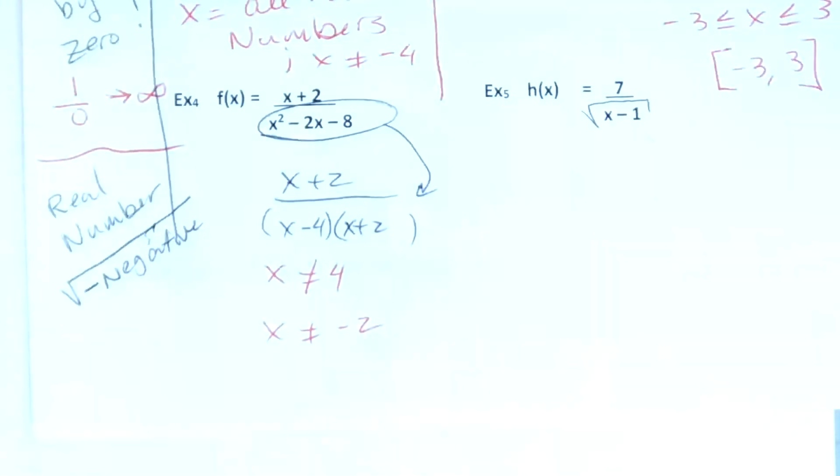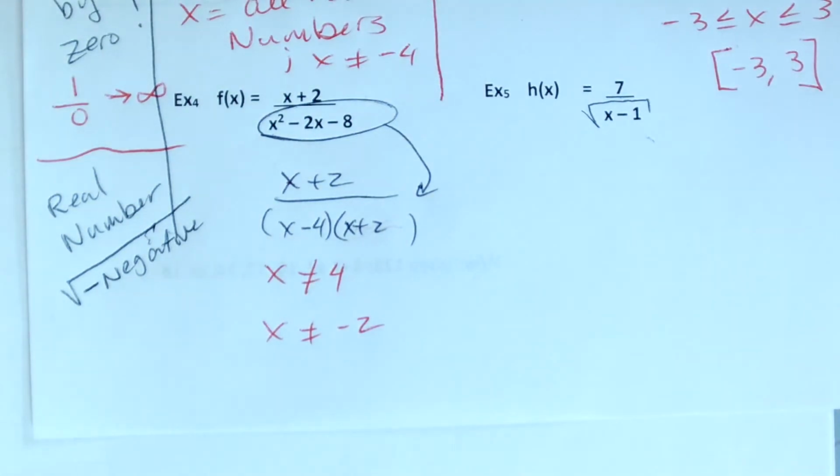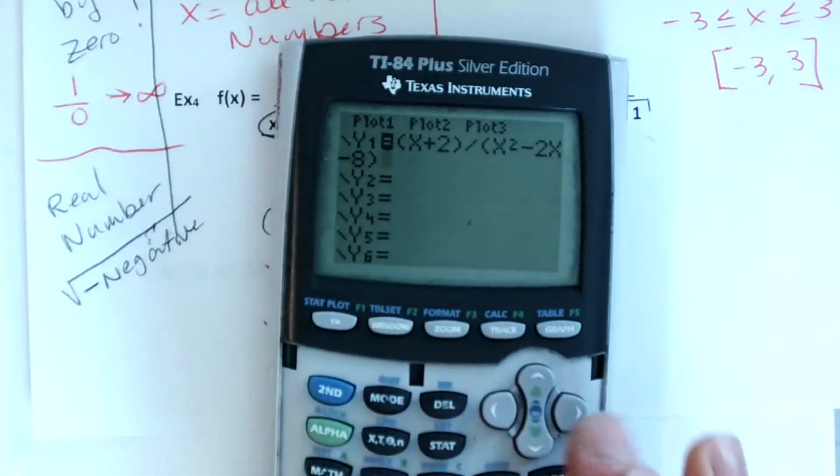Now this one's a weird graph. Wait till you see this one. It's really weird. We're going to talk about this. This is something in calculus. When you guys see calculus, we're going to talk a lot about this graph. X plus 2 divided by parentheses x squared minus 2x minus 8. Let me graph this one for you. Okay, graph.